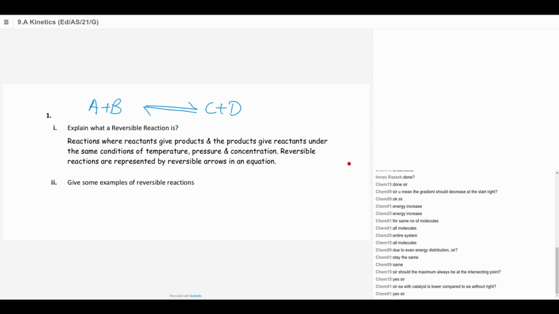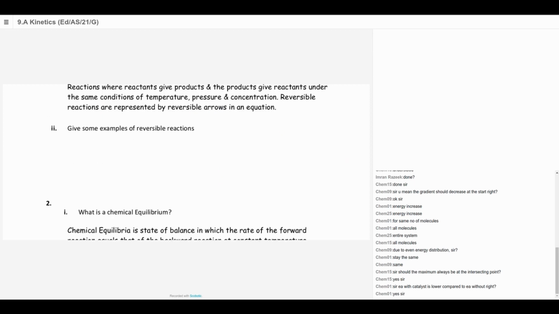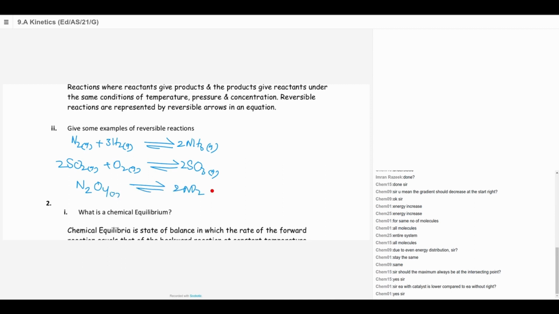There are so many examples of reversible reactions. Let me write a few examples here. Nitrogen gas reacting with hydrogen to form ammonia is an exothermic reversible reaction. Sulfur dioxide reacting with oxygen to form sulfur trioxide. Dinitrogen tetroxide decomposing to give nitrogen dioxide. These are examples of reversible reactions, right?